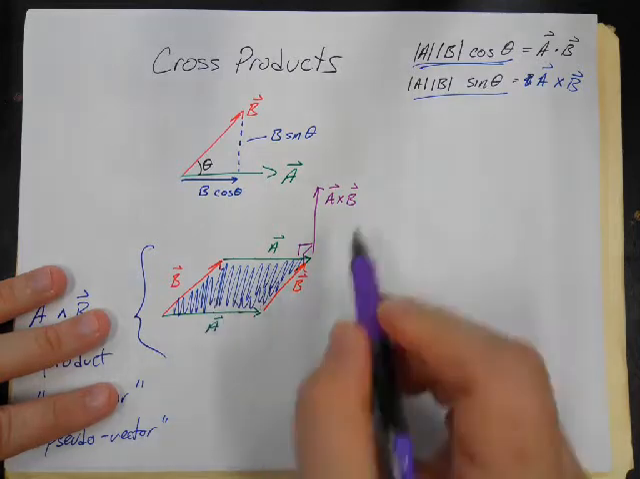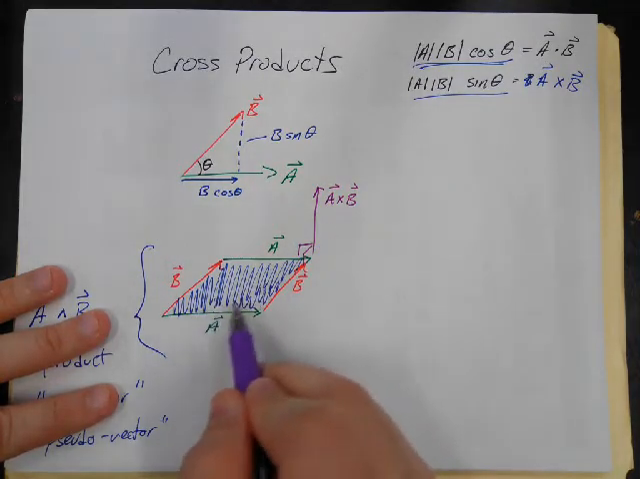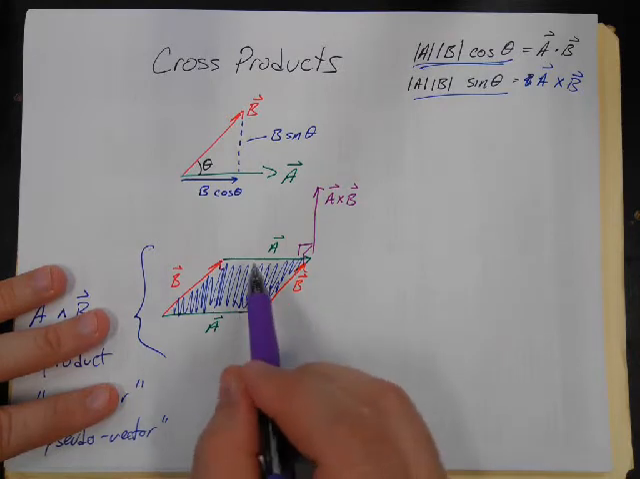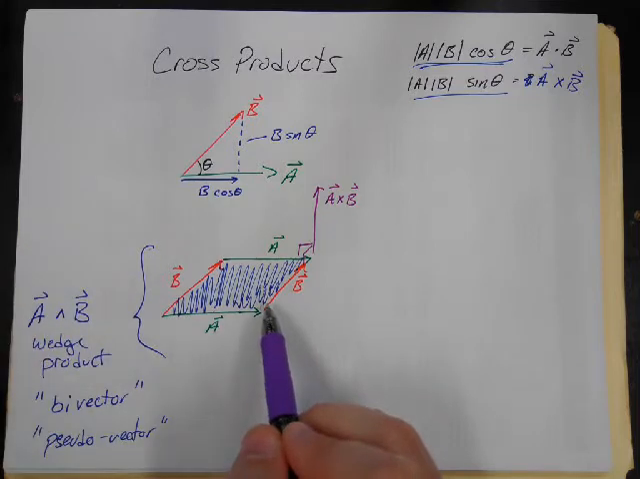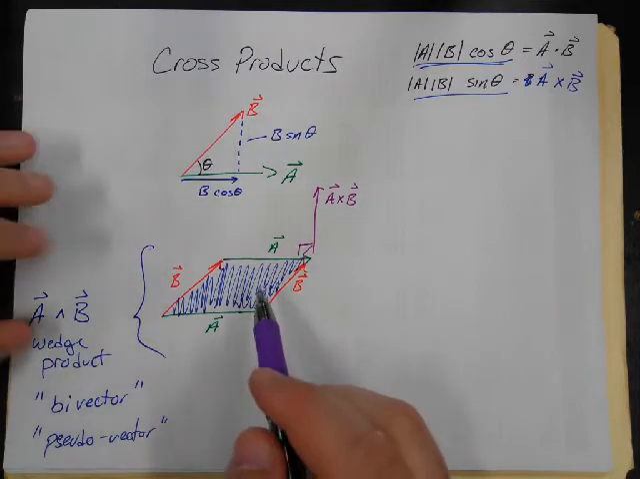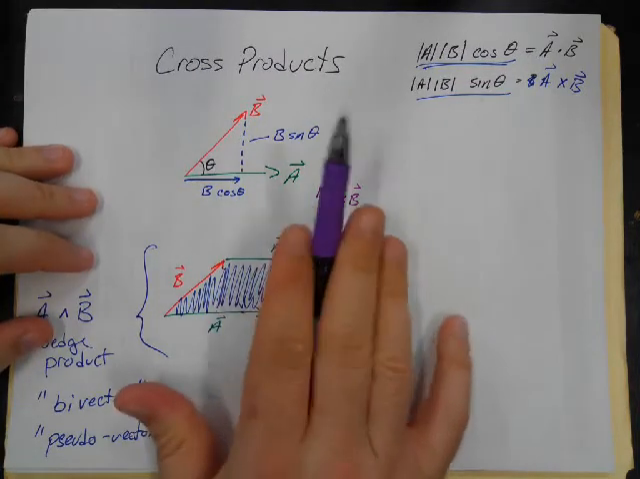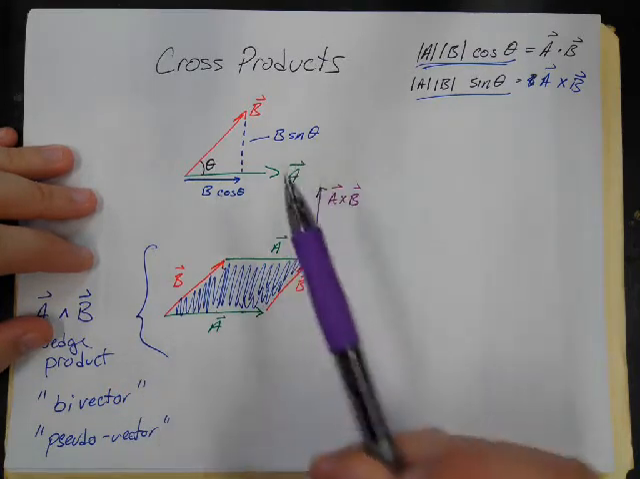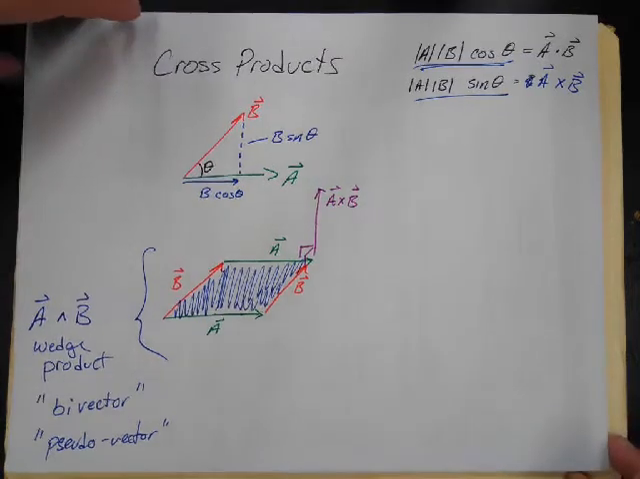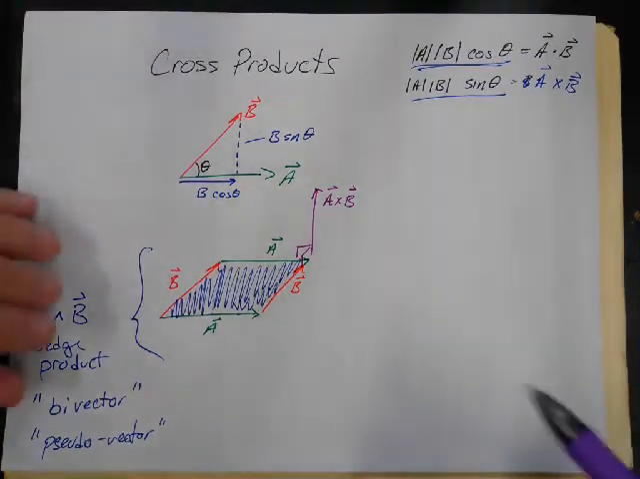And its length is going to be the area of this thing, and its direction has to be perpendicular to A and to B at the same time. And the reason we're picking the upward one is going to be based on the things that we talked about in the lecture slides, which I'm going to go over in a minute.